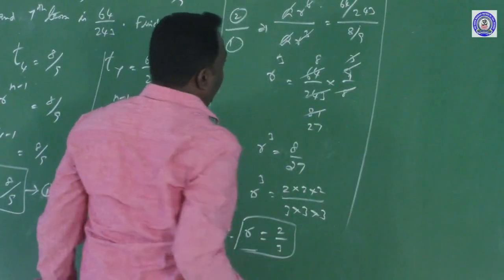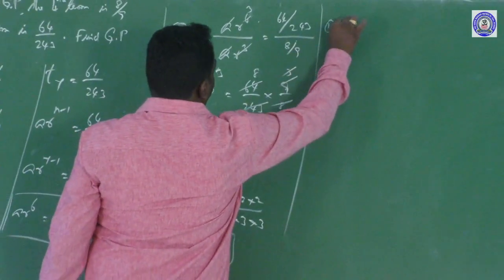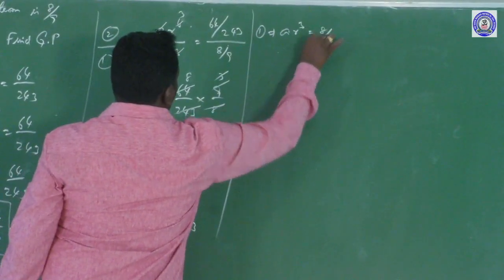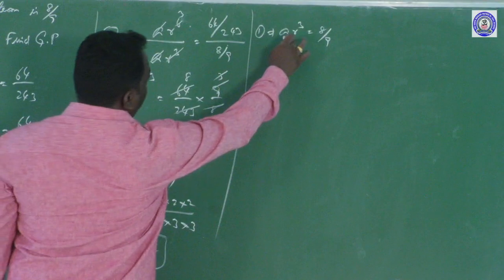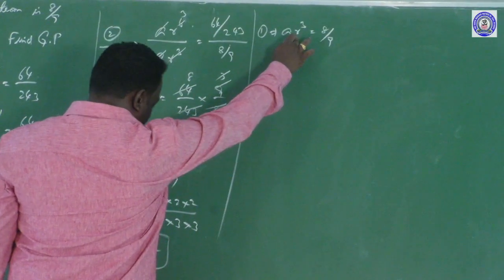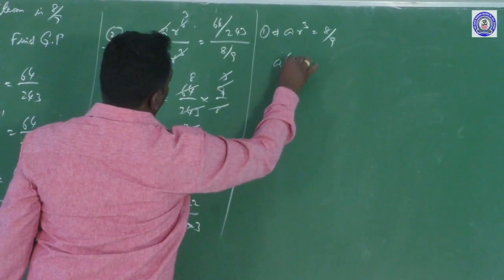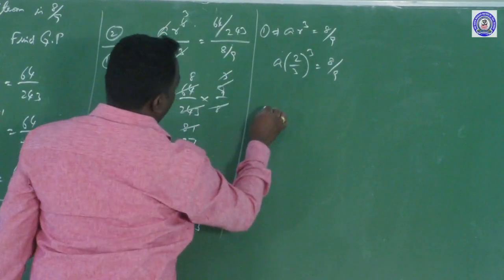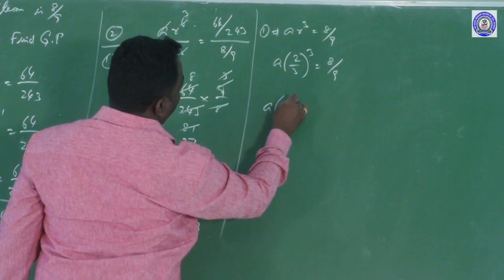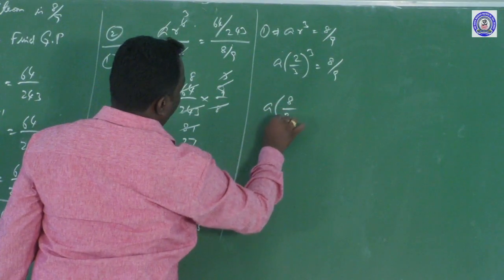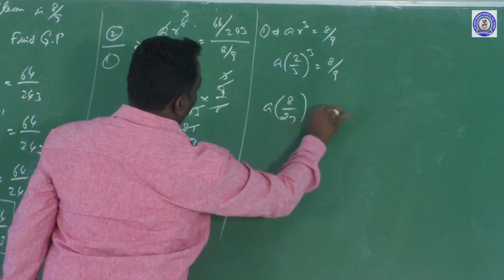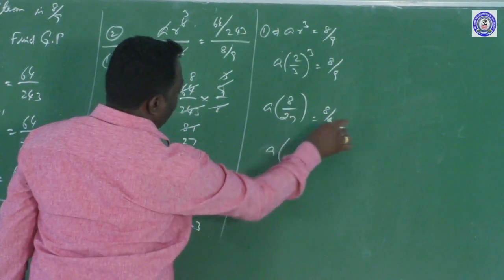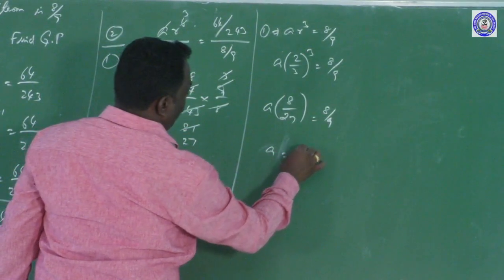So the first equation implies A into R power 3 is equal to 8 by 9. So we substitute the value of R here. R value equal to 2 by 3. A into (2 by 3) whole power 3 is equal to 8 by 9. And A into 8 by 27 is equal to 8 by 9.